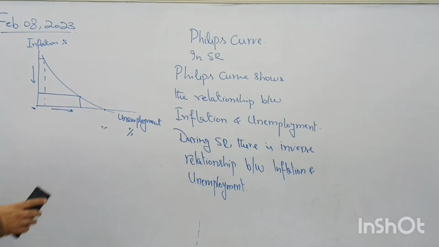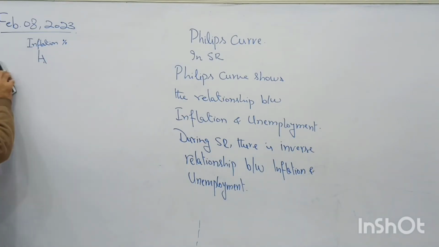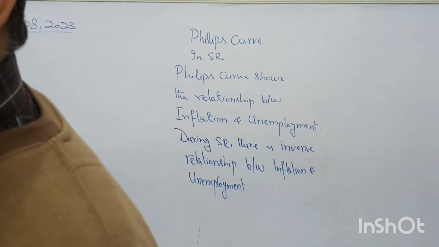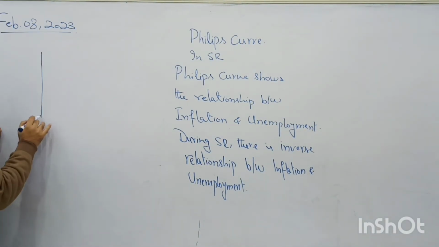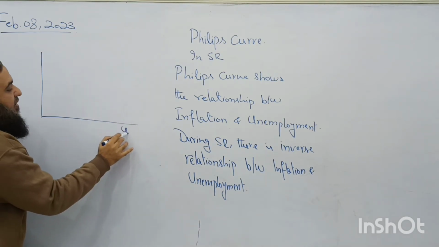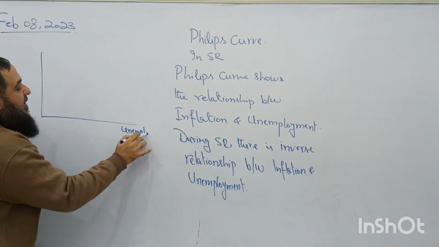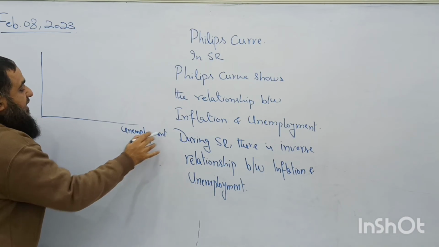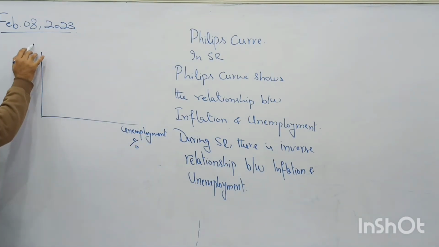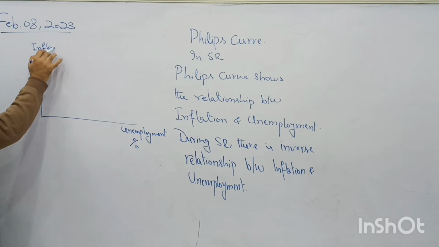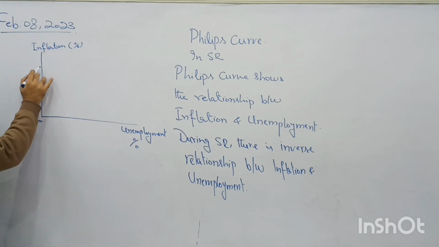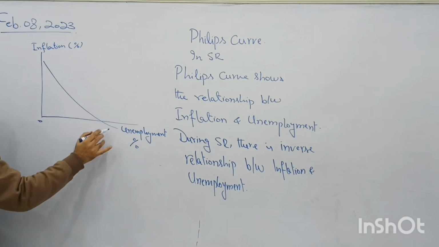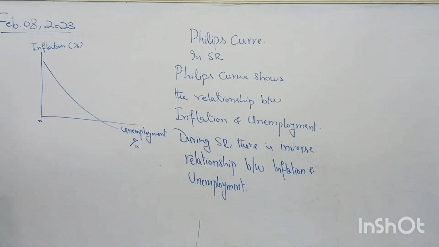Why is it not true? Why is it not true in the long run? They said, whenever government spending has increased during the short run, what happens? Now I am going to draw. Here I am taking unemployment in terms of percentage, and here I am taking what? Inflation in terms of percentage. So this is a short-run Phillips curve.